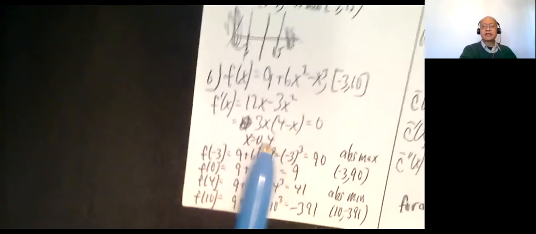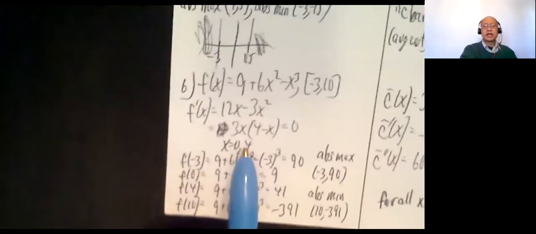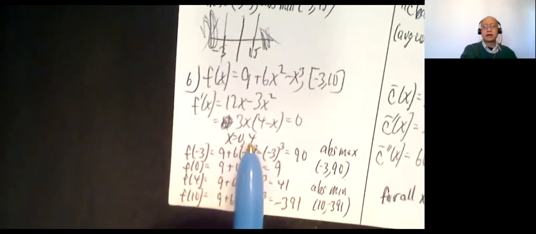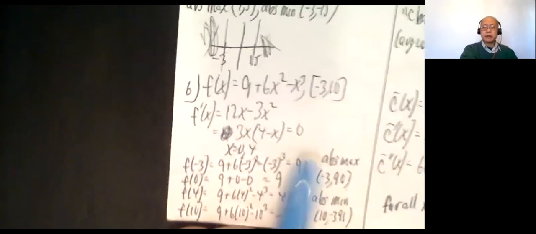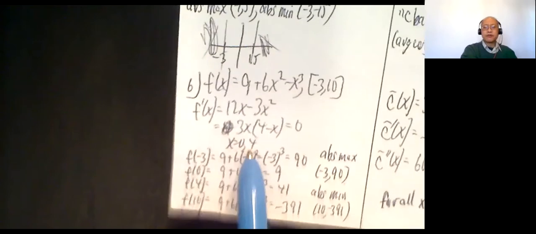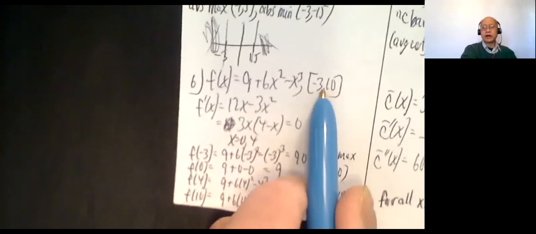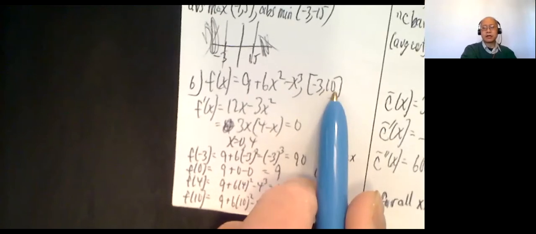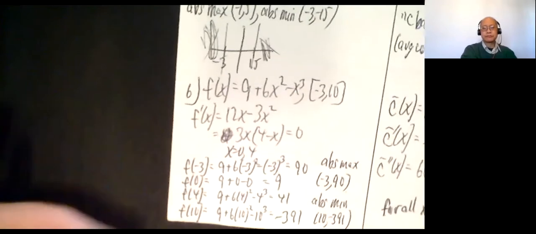What makes 3x 0? 0. And what makes 4 minus x 0? 4. So once again, in this case, I have 4 numbers to check. 0, 4, and negative 3 and 10. And by the way, double check, is 0 in here? Yes, it is, between negative 3 and 10. And is 4 in there? Yes. But let's pretend I got, I don't know, 13, then I throw it out. It's not between negative 3 and 10. Or suppose I got negative 4, throw it out. It's not between negative 3 and 10.